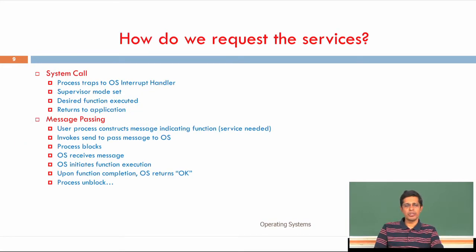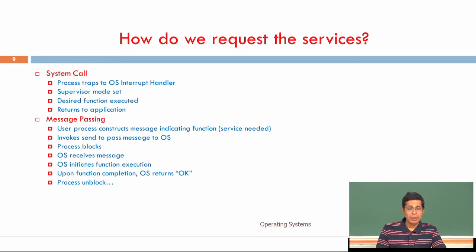Now, how do we request the services? There are two ways by which one can request services. In many of the operating systems today, it is done through system calls. What are system calls? A process, when it is executing, needs to get some service from the operating system. It executes a trap, and the moment I execute a trap, we go into an operating system interrupt handler. As I told you, every trap will have a number. We go to an interrupt table, and that particular interrupt service routine starts executing. After that interrupt service is over, we come back to the application. So, this is the notion of a system call.